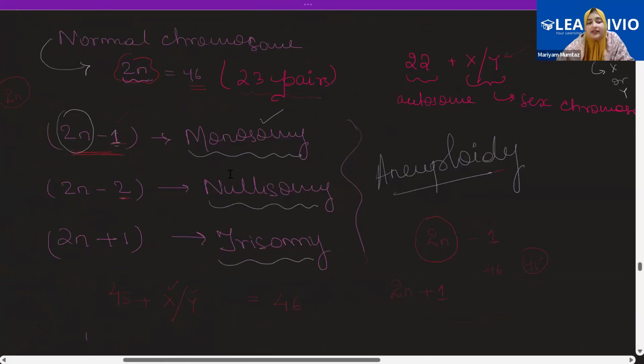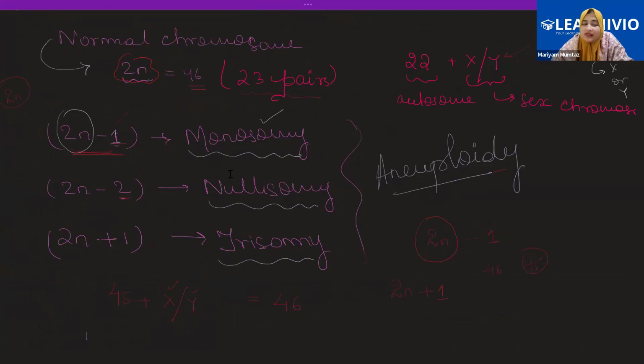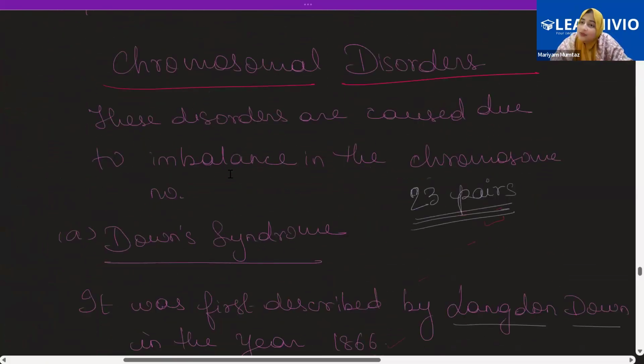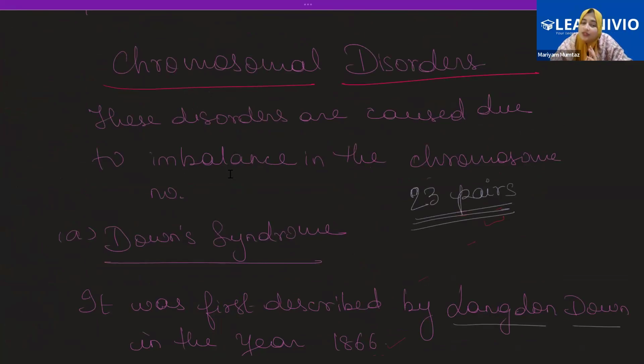So monosomy is when there's one less chromosome. Nullisomy is when two less chromosomes are there. And lastly, 2n plus 1, that is one extra, is trisomy. So with respect to genomic mutation or the chromosomal changes, there are chromosomal disorders. Three of them we have to study. There's Down syndrome, Klinefelter syndrome, and Turner syndrome.